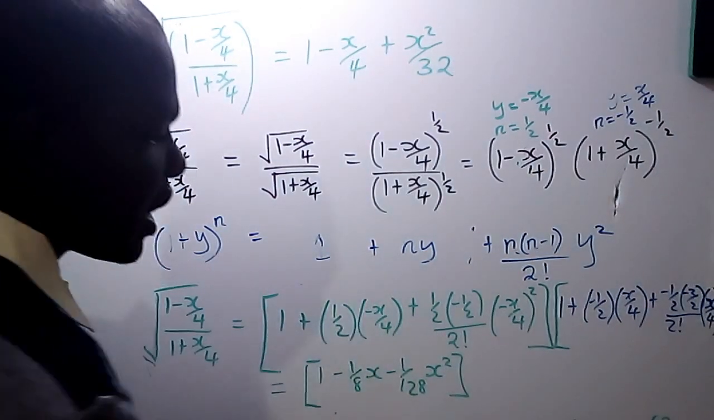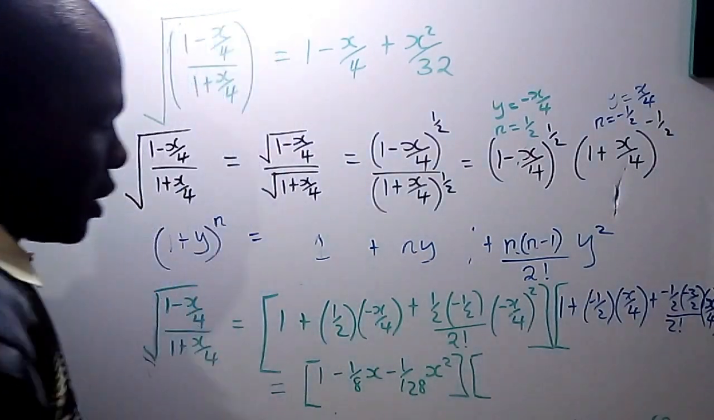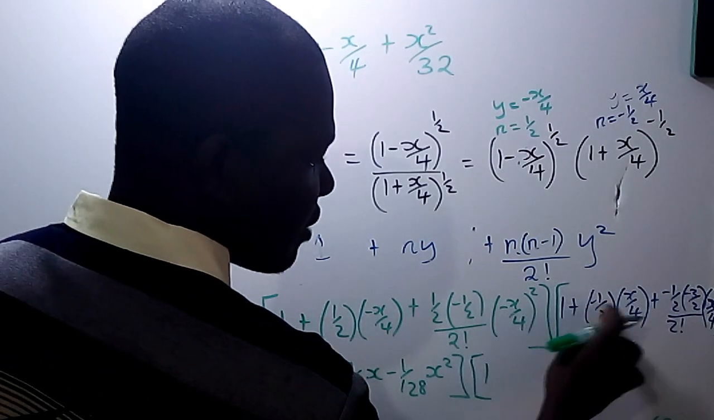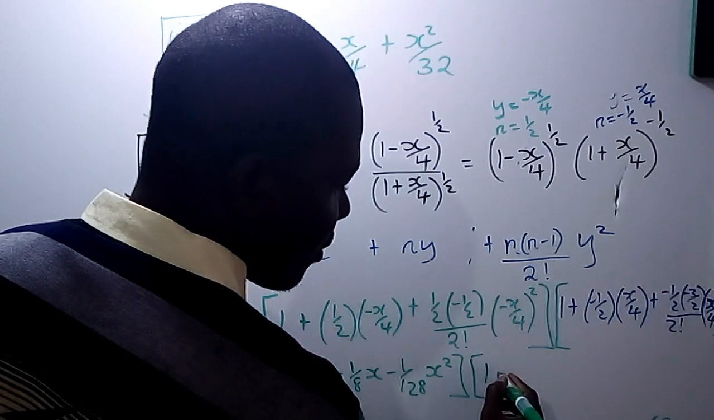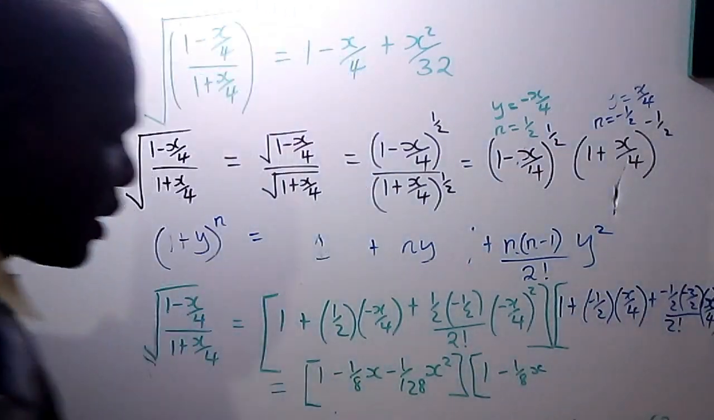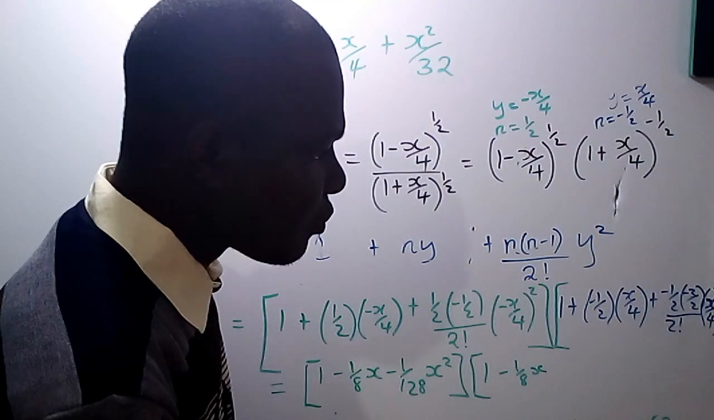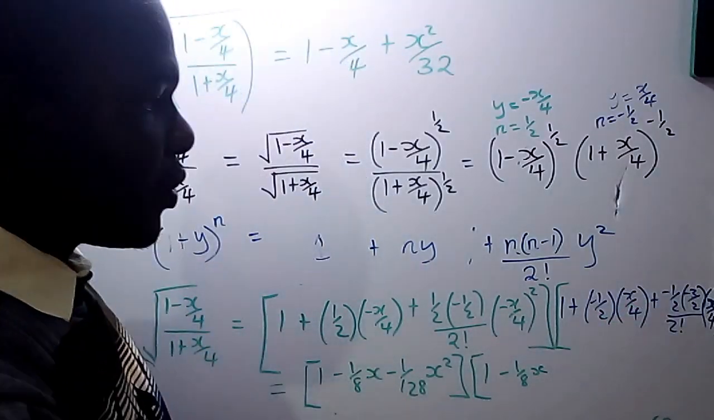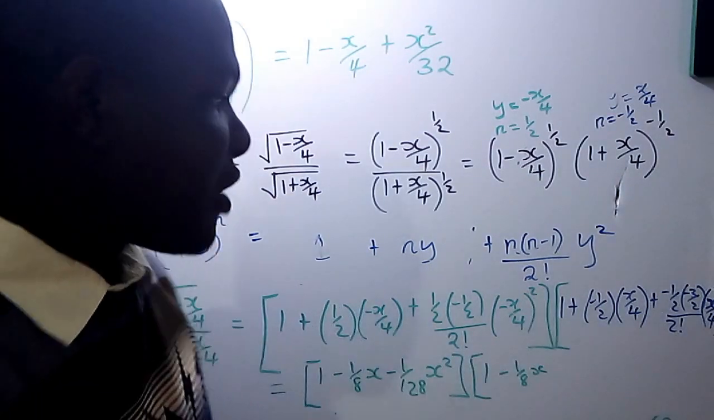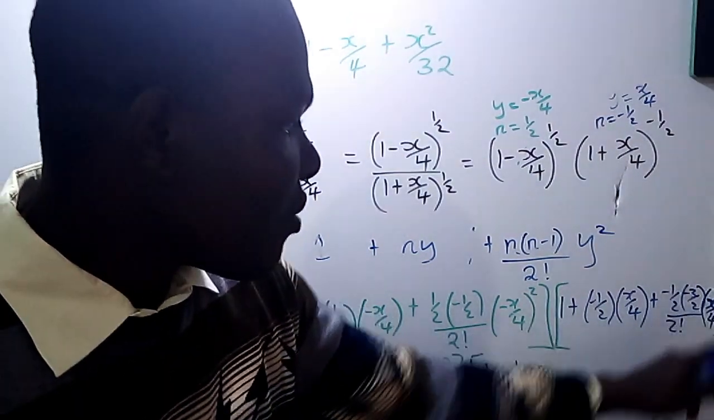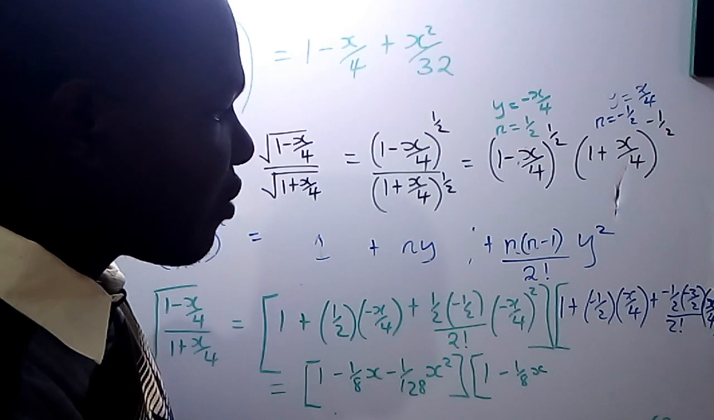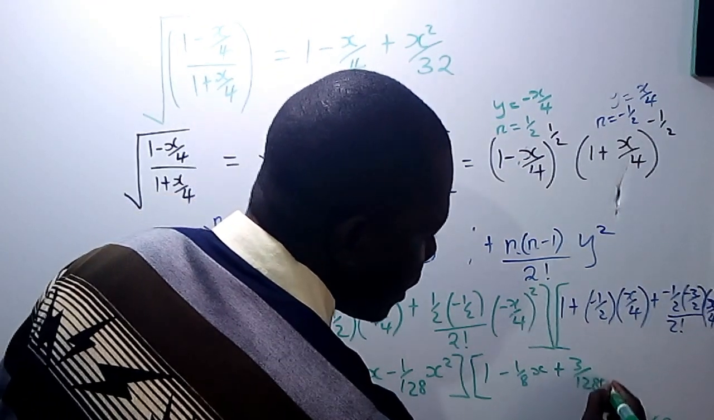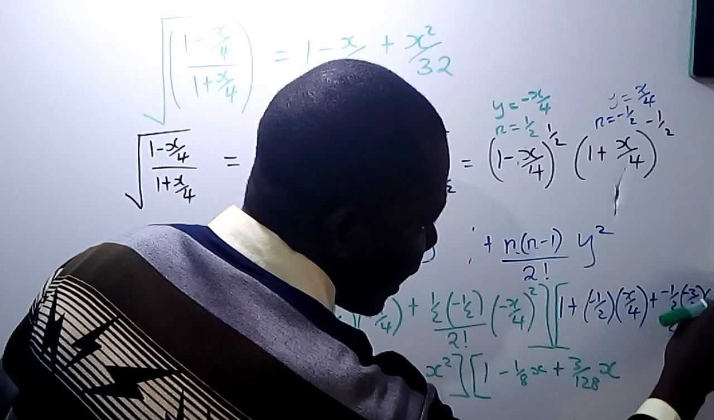Then you simplify the second one. If you simplify the second one, we have 1 plus negative a half times negative 1 over 4 is negative 1 over 8x. Then negative a half times negative 3 over 2, that is 3 over 4 divided by 2 is 3 over 8. 1 over 4 squared is 1 over 16. 3 over 8 times 1 over 16, that is 3 over 128. Then our x is squared.